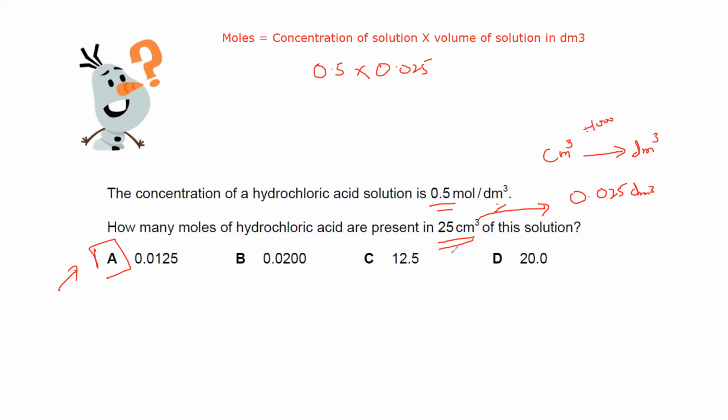Is it clear to everyone? The question was how do we work out the number of moles? We use the formula of concentration of a solution multiplied by volume. The concentration was given as 0.5 and the volume is 25 cm3, but it should always be in decimeter cube.